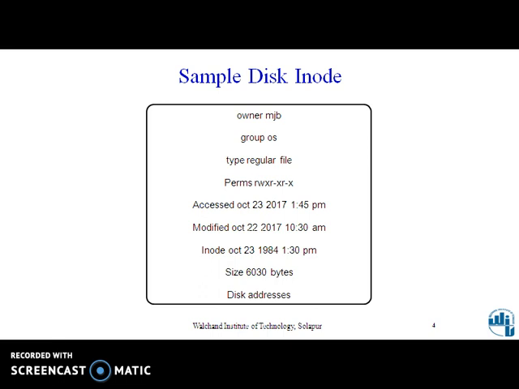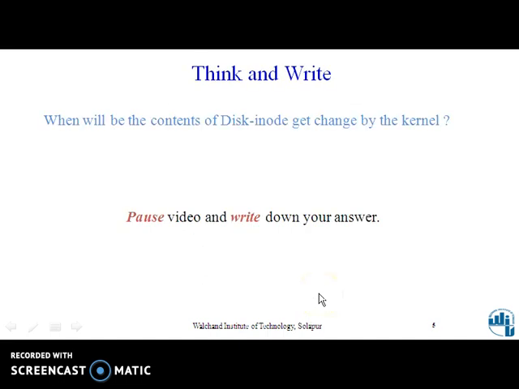The size of the file is 6030 bytes, and the inode also contains the disk addresses. As I already told, disk addresses are nothing but the file data is scattered on the logical disk. The disk block addresses are stored in a table which is referred to as disk addresses. Now, whatever we studied is all about the disk inode. Now pause the video and write your answer for the question: when will the content of the disk inode get changed by the kernel?